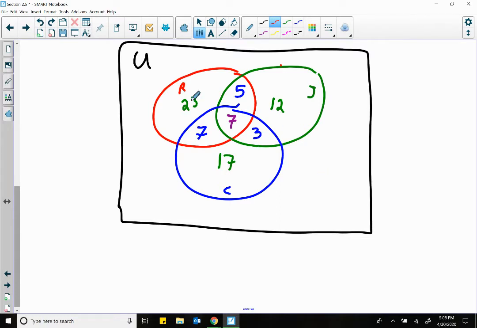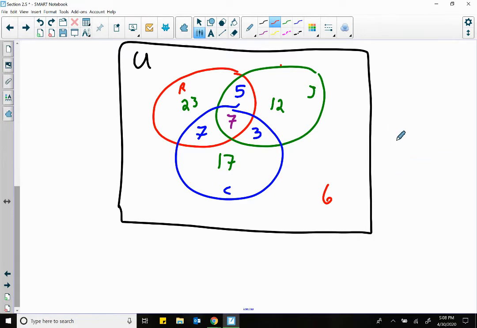So we're going to take 23 plus 5 plus 12 plus 7 plus 7 plus 3 plus 17. Adding that all up, just using my handy dandy calculator that I have right beside me, that all adds up to 74. Okay? So since that's not 80, that means I have some students out here. 80 minus 74 gives us 6 students that didn't listen to any of those styles.